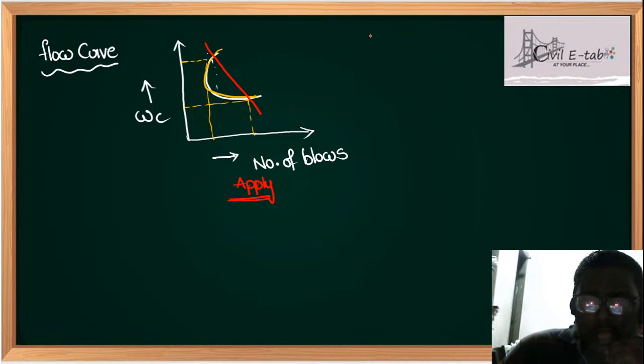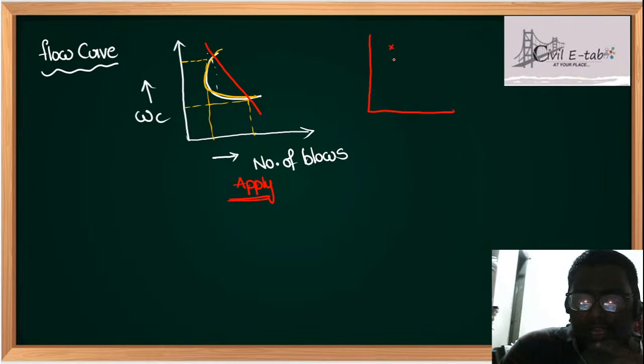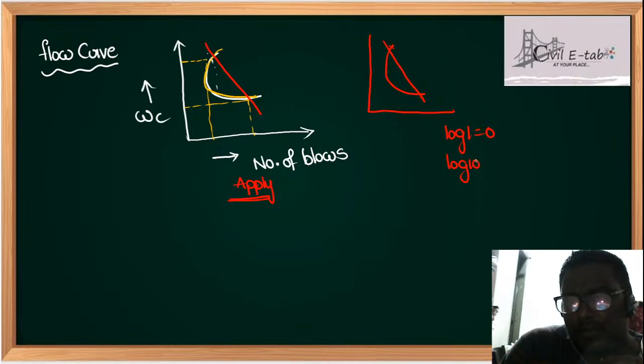Now see students, how it will be converted into a straight line I will be telling. If you draw a graph with logarithm, suppose this is a curve, why it will become a straight line if you convert into a logarithm means, if you consider log 1, its value is 0 students. If you consider log 100, it will be 1.